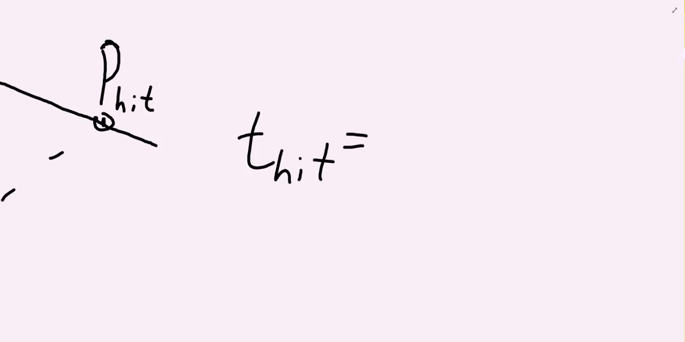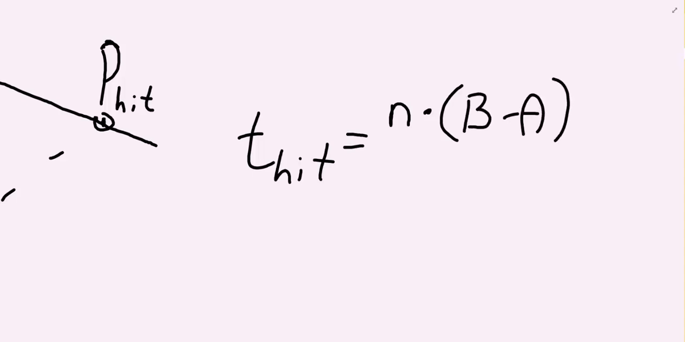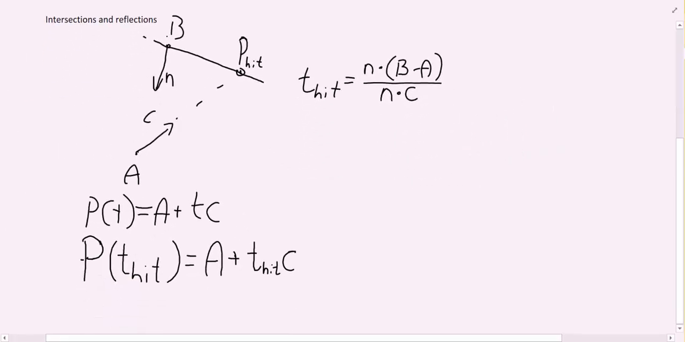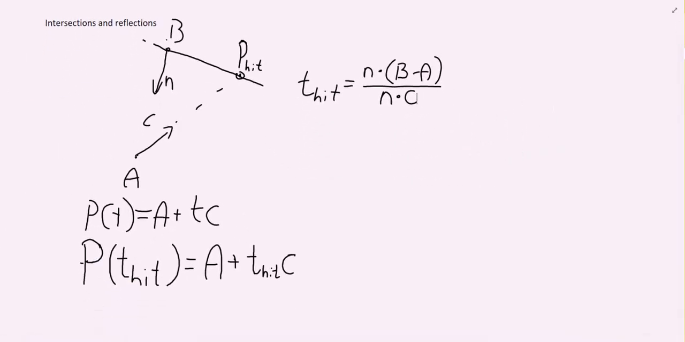equals n, the normal vector, dot b minus a, divided by n dot c. So b and a represent the points in each of these lines, A being the origin point of the ray, B being the point on the line, and C is the vector that the particle or the ray is traveling along.